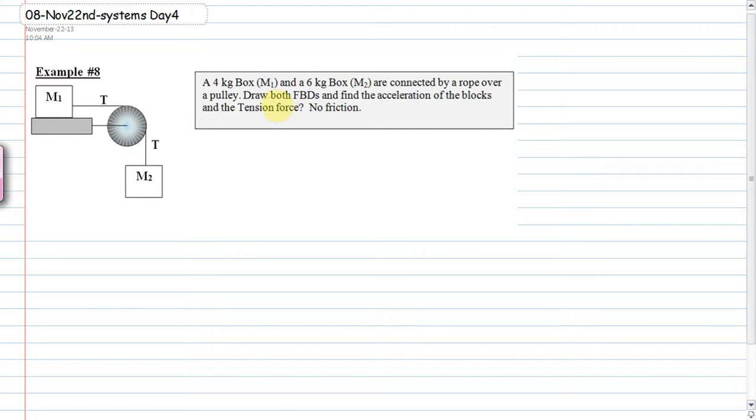So a 4 kilogram block, which is M1, so I'll write down 4 kilograms here just so I know that's it, and a 6 kilogram block are connected by a rope that's over top of a frictionless, massless pulley. Draw both free body diagrams and find the acceleration of the blocks and the tension force. There's no friction.